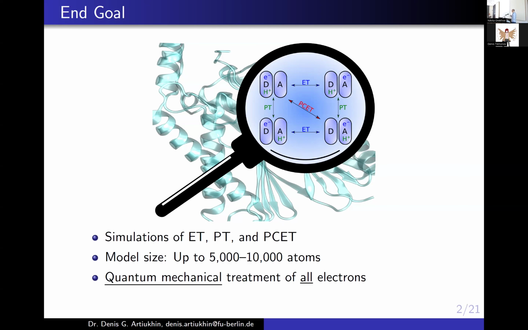I would like to treat all the electrons in my system quantum mechanically. And one more requirement is I would like to also treat a few selected protons, which might undergo this transfer reaction, quantum mechanically. And if you think that I wish too much and I'm just crazy, I will spend the rest of my talk convincing you otherwise.